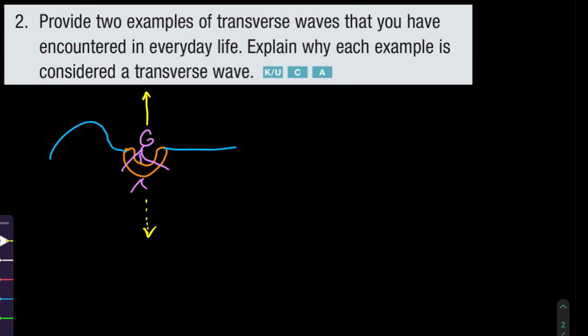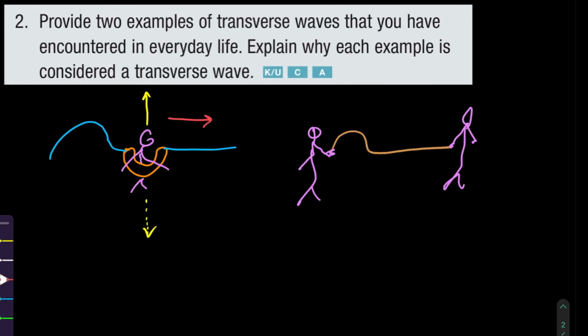Maybe the most common example that you look at is going to be a string. So another example of a transverse wave would be a person acting on a string, making the string go up and down like a skipping rope. So in both cases, the energy flow was to the right, which is the wave, but the particles were being displaced up and down. So that's what makes these transverse waves.